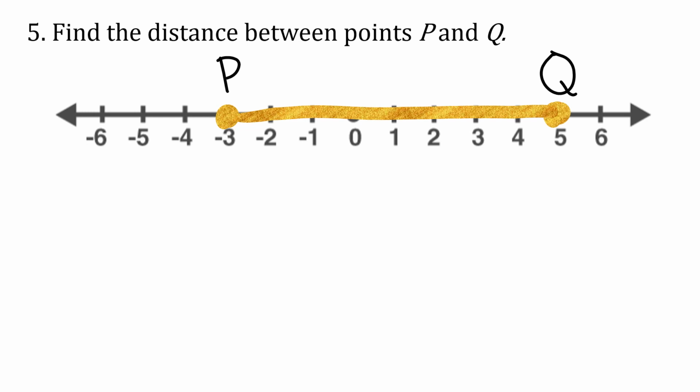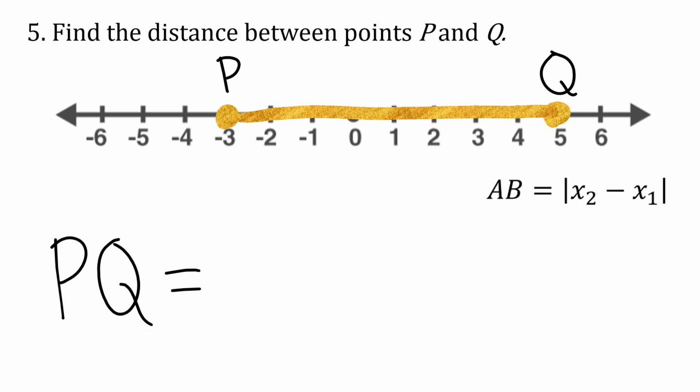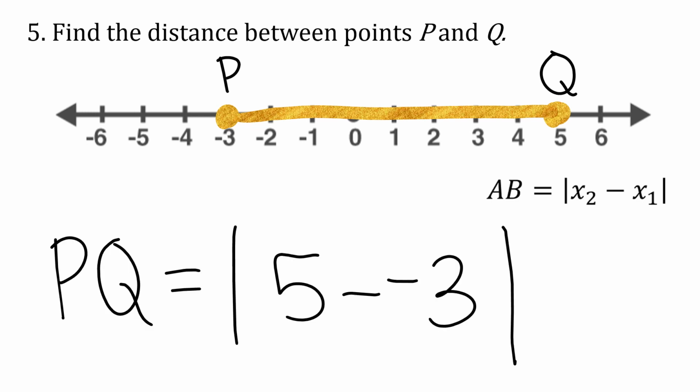All right, so find the distance between the points P and Q. P is the point -3. Q is the point 5. Right, so there's the formula for the distance between 2 points on a number line. All right, we're going to grab those values. That's 5 minus -3, x2 minus x1. So I'm using the endpoint on the right as x2, the endpoint on the left as x1.